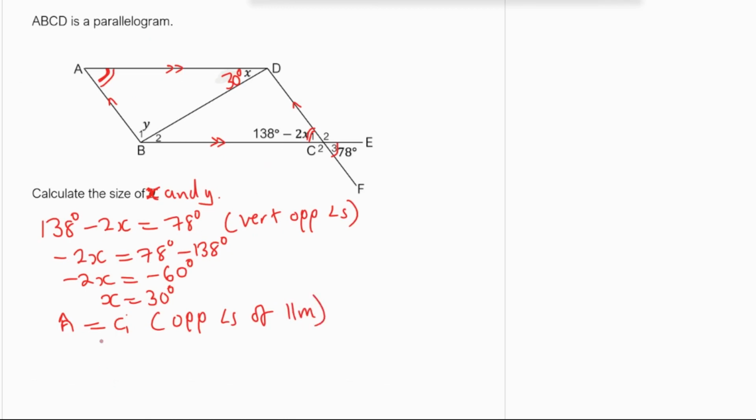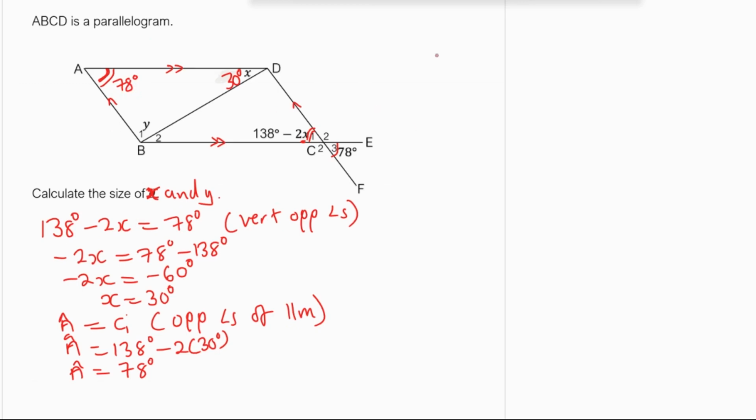So let's find angle A. Angle A is equal to 138 degrees minus 2x. And then we found that x is 30, so where there's x, we put 30 degrees. And then put this in the calculator. Angle A is equal to 78 degrees. So it means this angle here is 78 degrees.